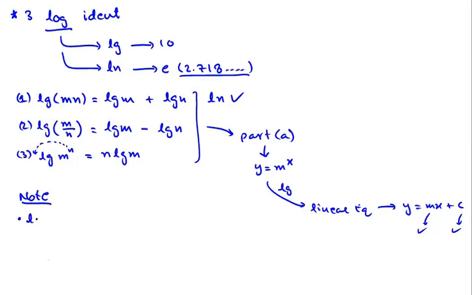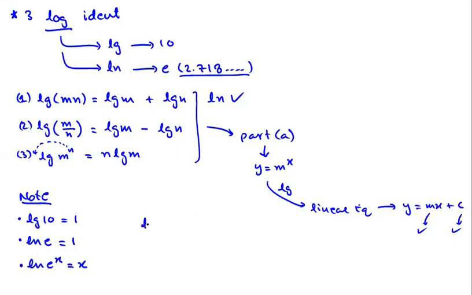Now see students, besides these three logarithmic identities, you should also remember these 3 points. Number one, log of 10 is equal to 1. Similarly, natural log of e is equal to 1, and natural log of e raised to the power x is equal to x. Students, we can actually show right now that this function reduces to x.